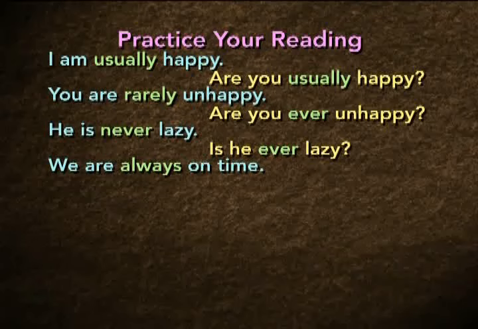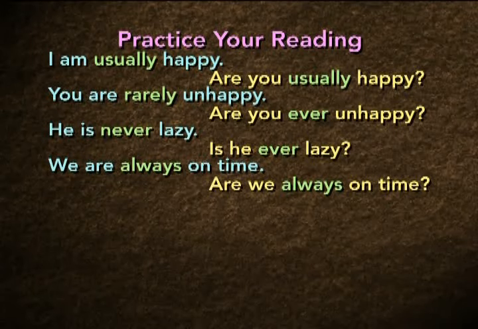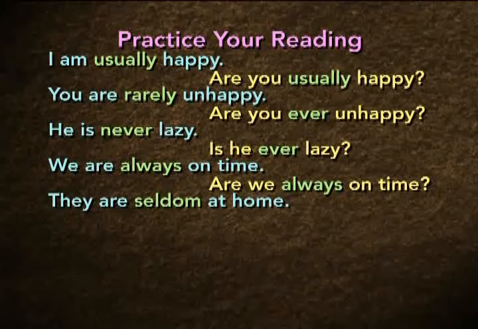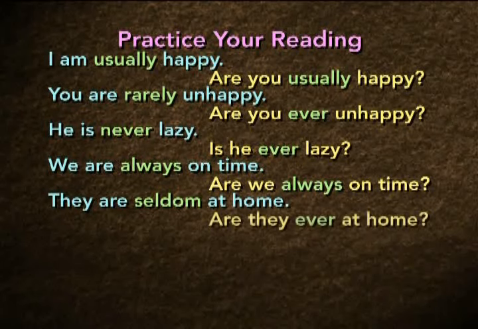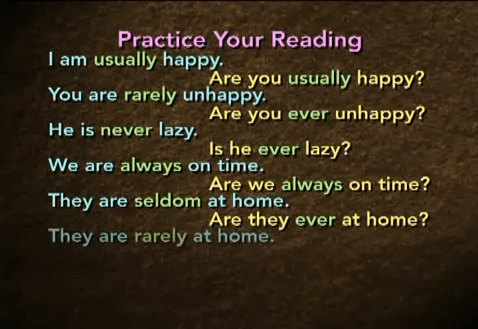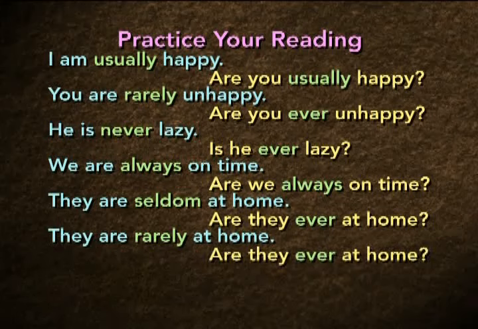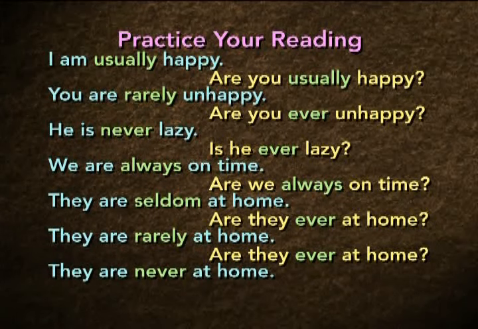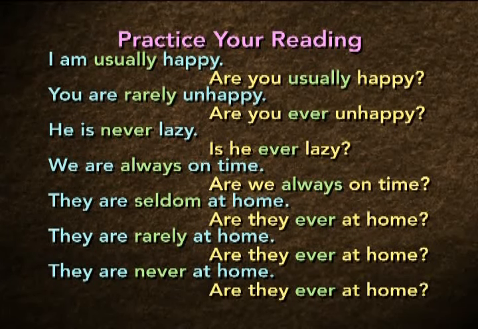And we are always on time. Are we always on time? They are seldom at home. Are they ever at home? Why ever? Because seldom is almost as negative as never. They are seldom at home. Are they ever at home? They are rarely at home. Are they ever at home? They are never at home. Are they ever at home? Okay.